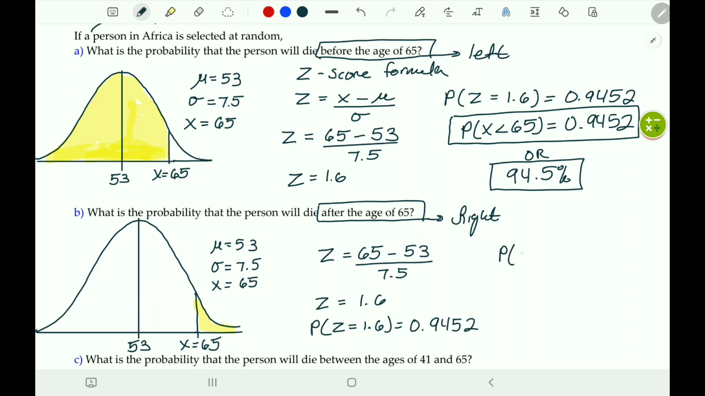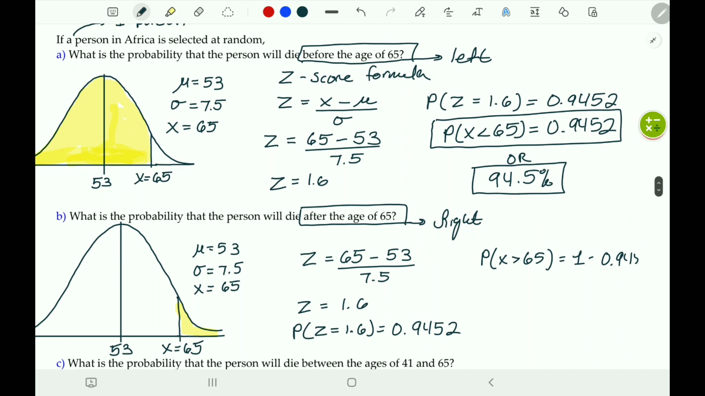The probability that a person will die after the age of 65 is 1 minus 0.9452. And this is going to equal 0.0548. Or you can say roughly 5.5%. That is the answer to part B.